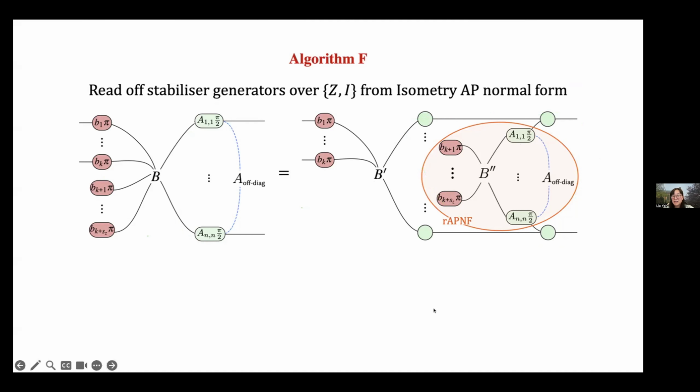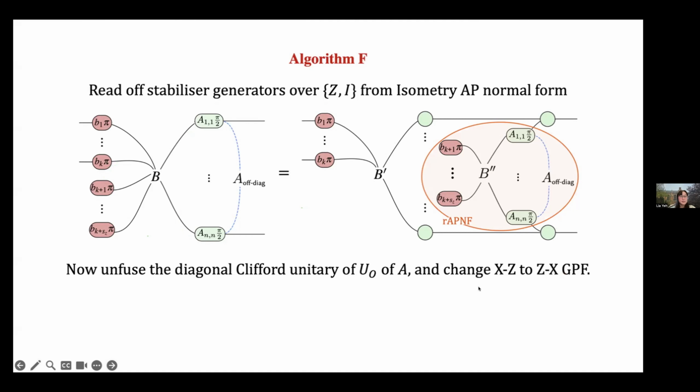But you'll need another projector, because this is just the Pauli strings, the stabilizer generators that happen to be over Z and I. And then, of course, you can have things over X and Y mixed in as well. You might not have any stabilizer generators that are over Z and I, in which case you would have zero internal red spiders here.